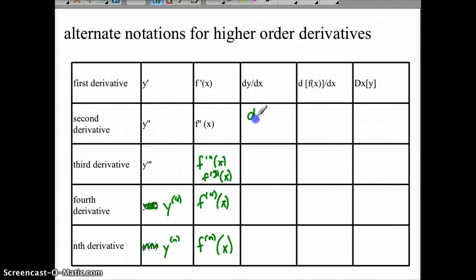dy dx, if you want the second derivative, it's d squared y over dx squared. So the squared goes here on the d, and on the bottom it goes on the x. Third derivative, etc. Fourth derivative, same thing here. We don't need the parentheses because the d is obviously the derivative, right? And the nth derivative.